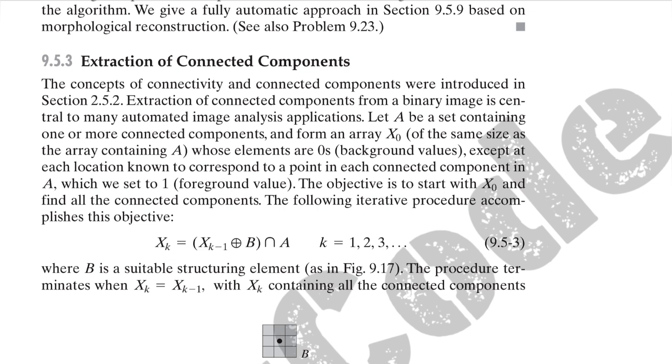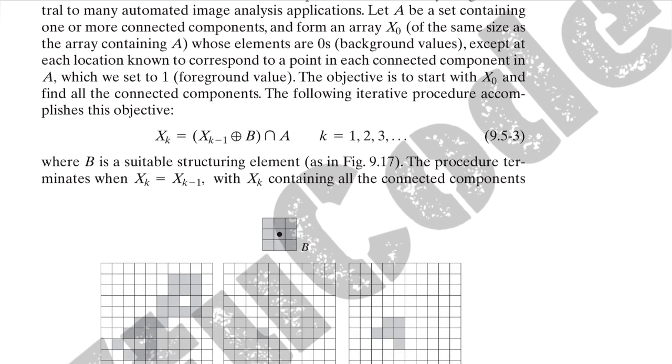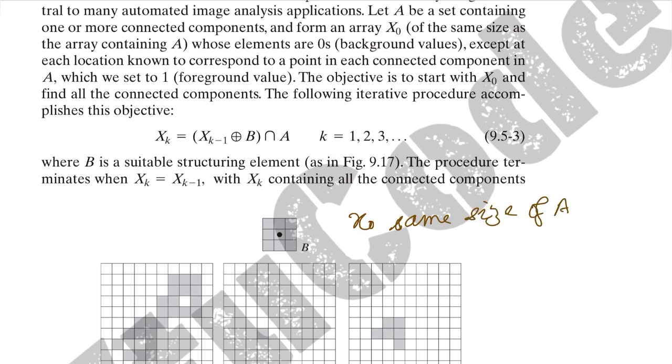So what is the algorithm first? First you take the input image which contains all the connected components. Then you take an initial array called X0, which should be the same size as A, initialized with all zeros except for a known point, which is 1. So if I consider this point is 1, all the rest surrounding will be 0.